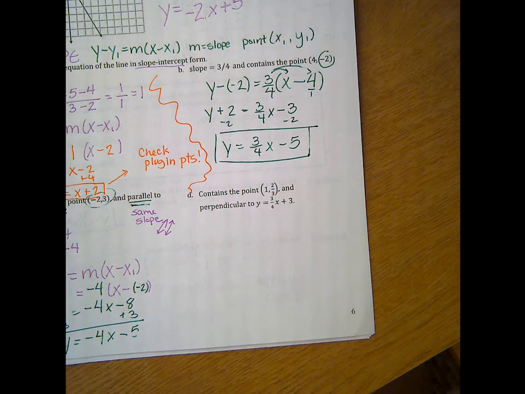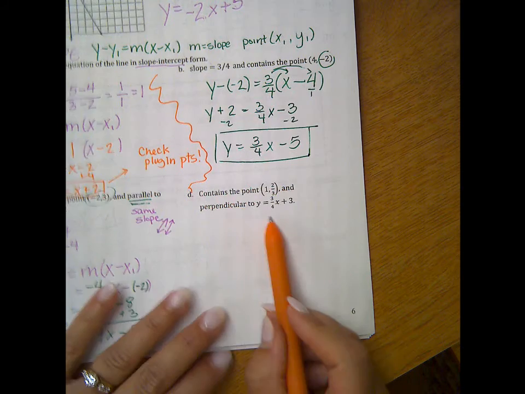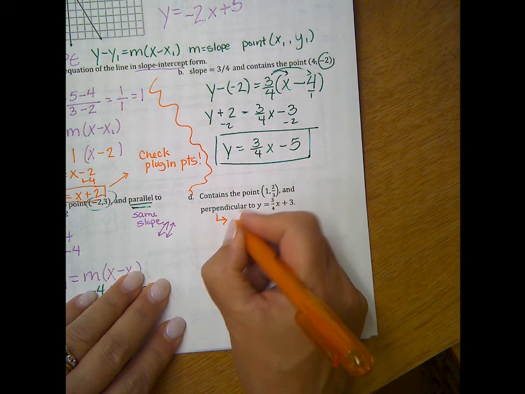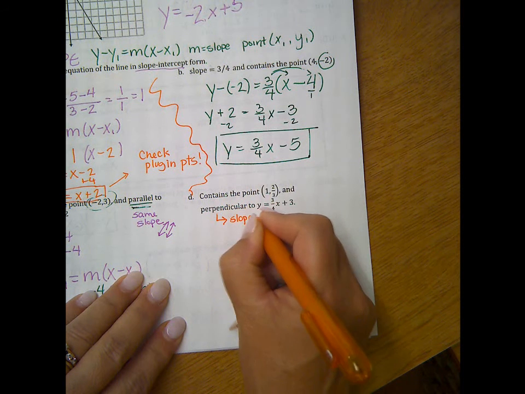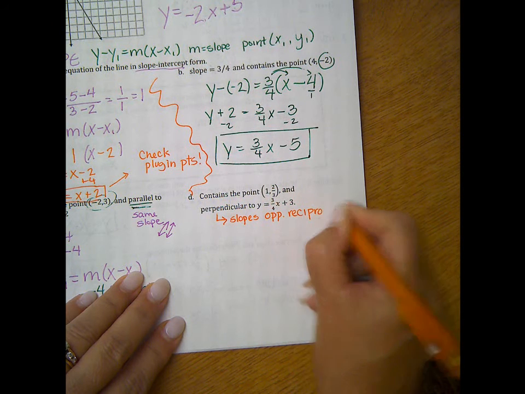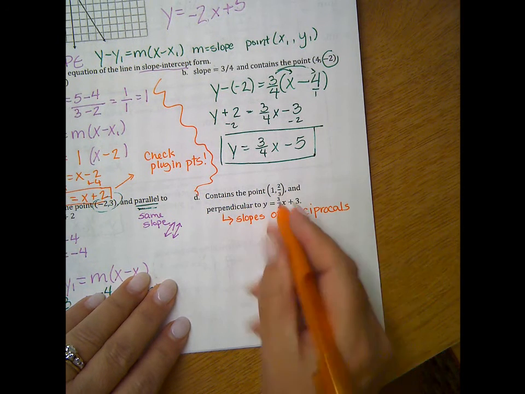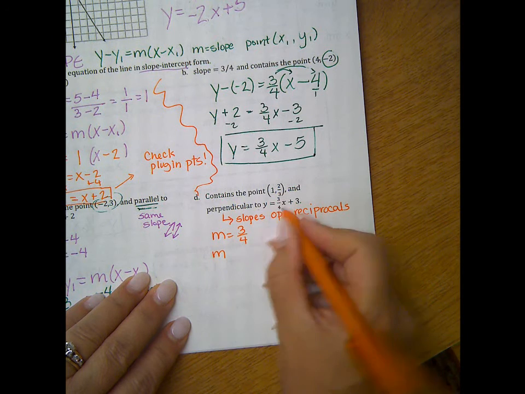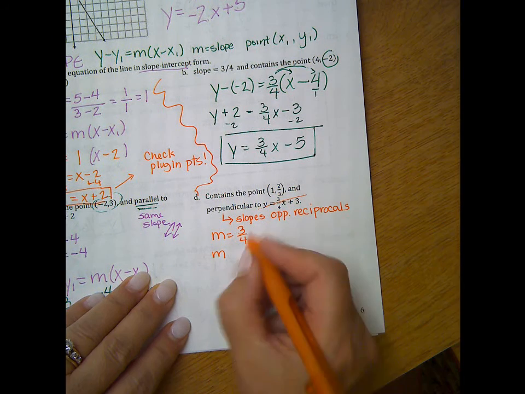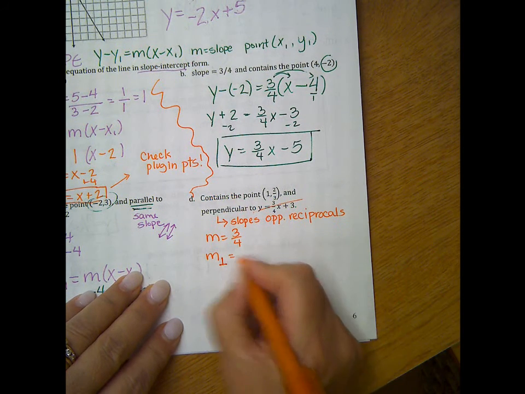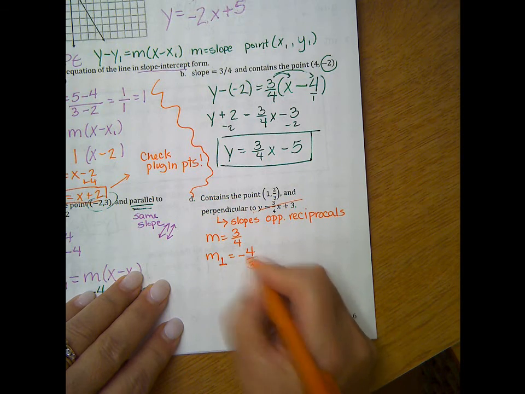Okay, last one on this page here is containing the point 1, 2/3 and perpendicular to this line. So if a slope is perpendicular, the slopes are going to be opposite reciprocals of each other. You remember that. So you're going to flip it and change the sign. So the slope of this first line is 3/4. That's all I care about. And then I'm going to throw out that line. So the slope of the line I'm looking for is perpendicular. That's the symbol for perpendicular. I'm going to flip it, 4/3, and change the sign to negative.